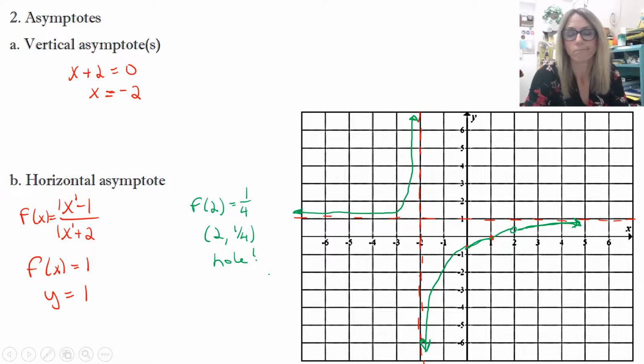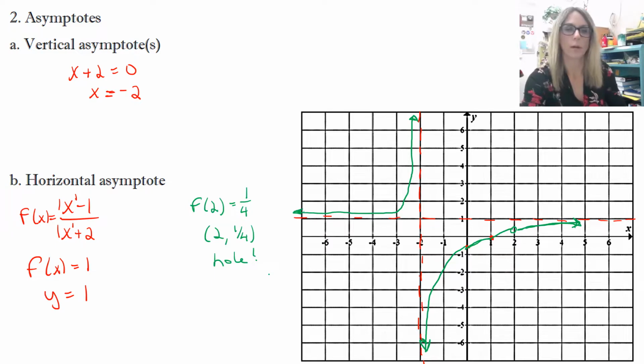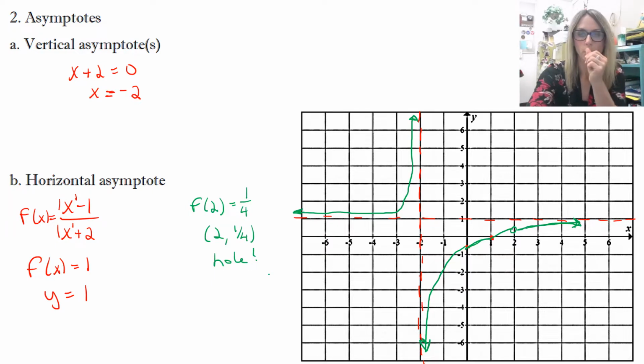Otherwise, those 2 functions are exactly the same except for that hole at 2, and that is what this rational function looks like, this special rational function here. And that is the end of section 3.6.